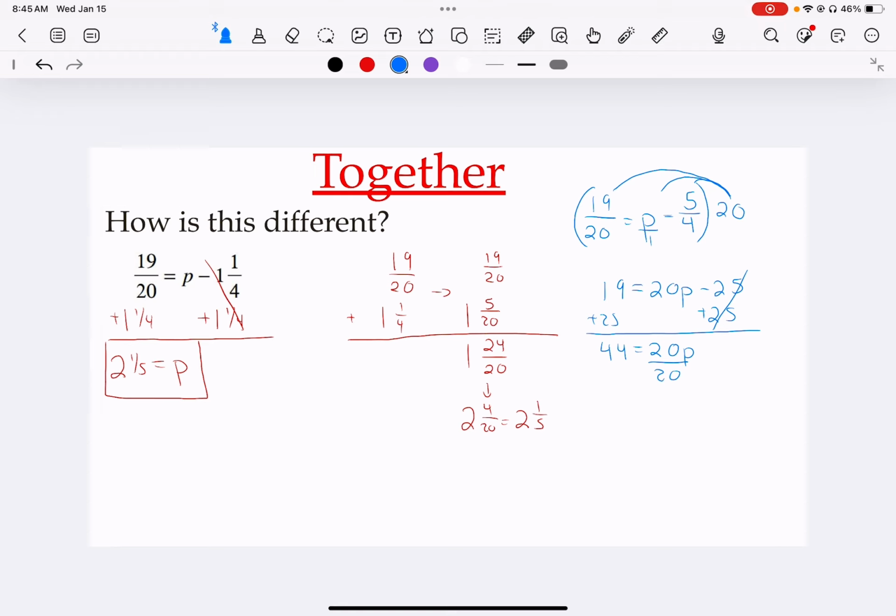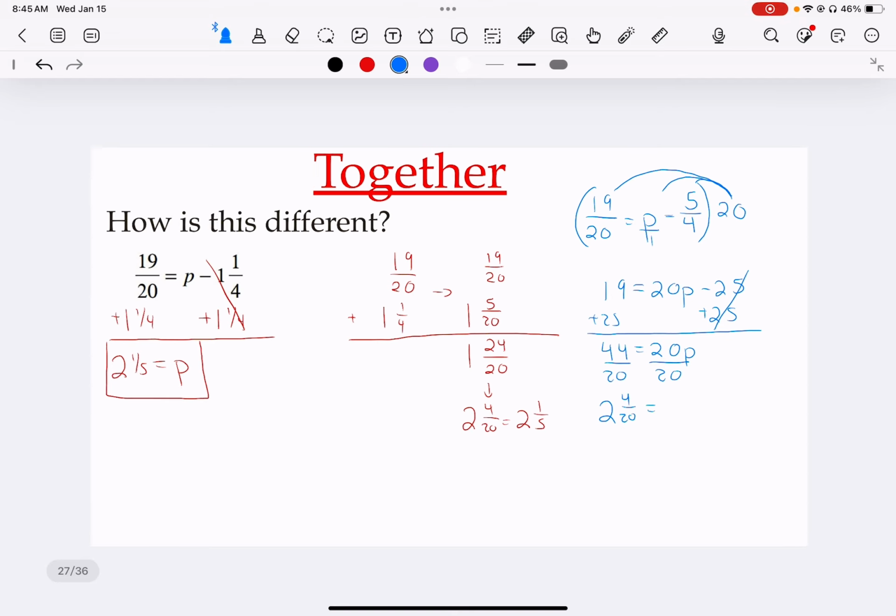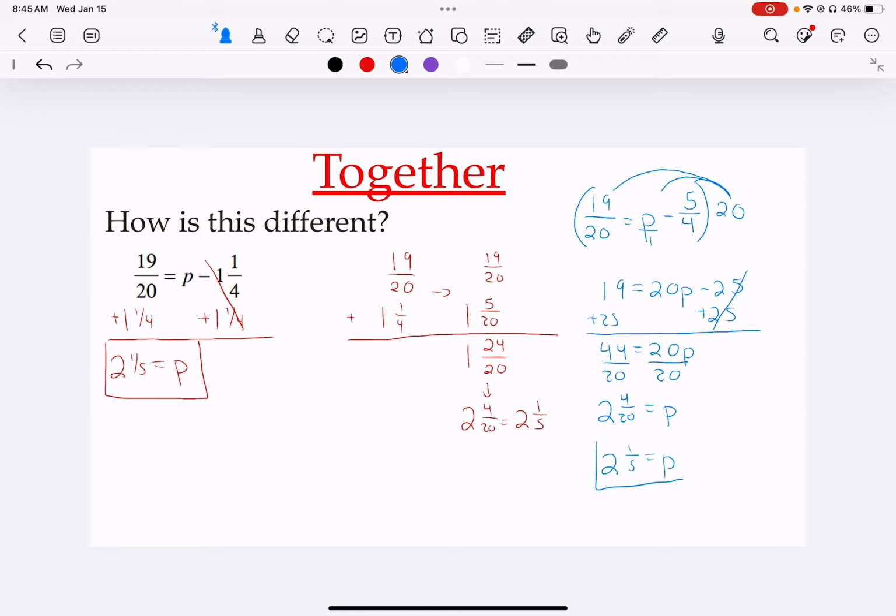And then I can divide both sides by 20. 44 over 20, that simplifies to 2 and 4 over 20. 20p divided by 20 is just p. And when I reduce this, I get 2 and 1/5 is equal to p, which is the same answer I got from the first way of solving it.